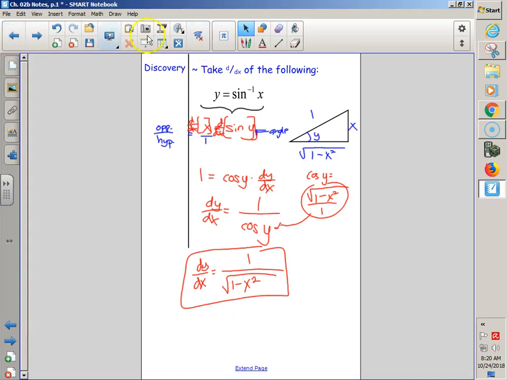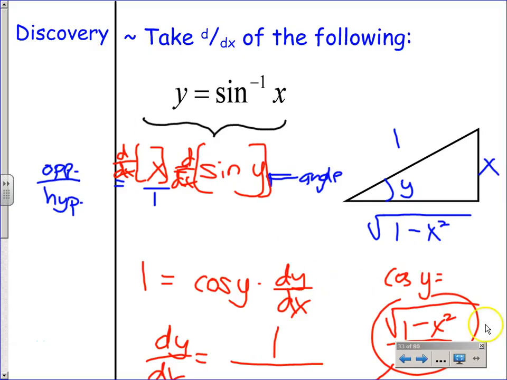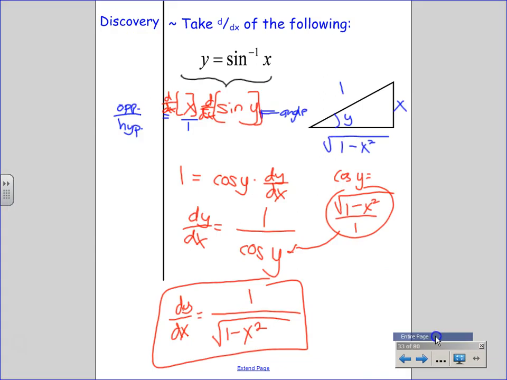The point. We were actually right here. What on earth did I do? Look at your forever card. Is this the derivative of sine inverse of x? Yes or no?